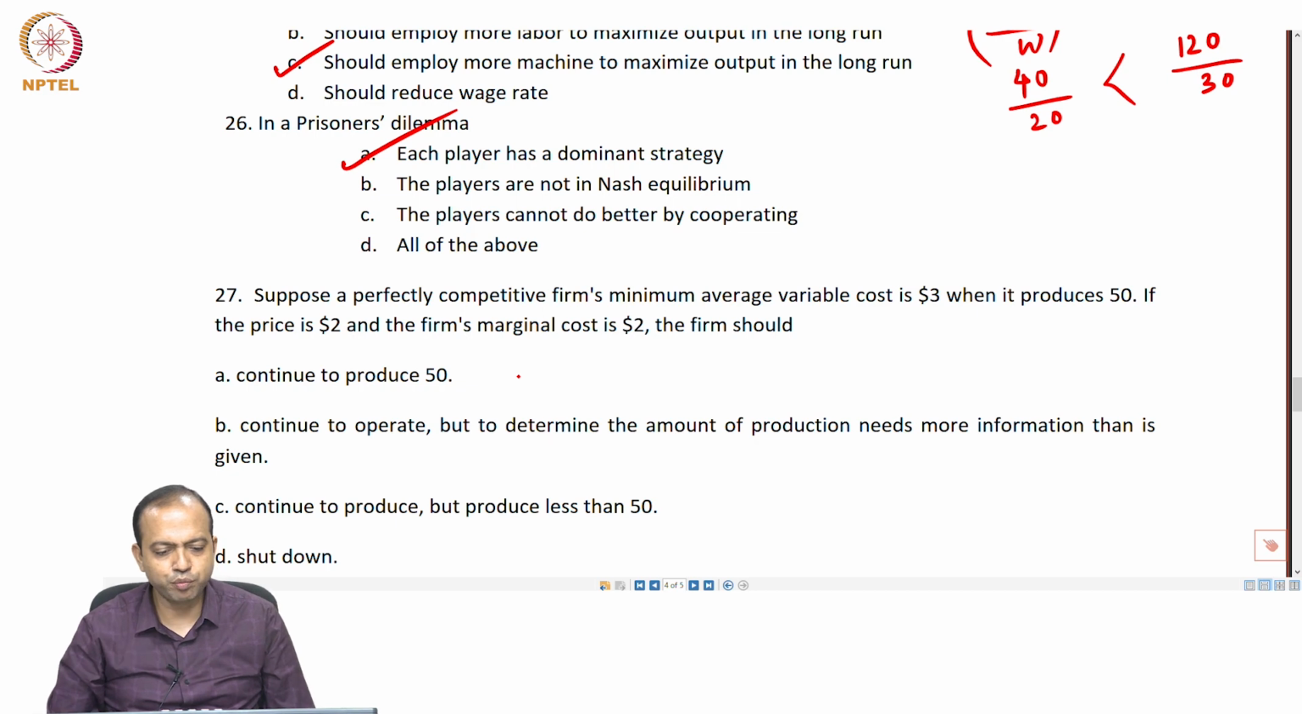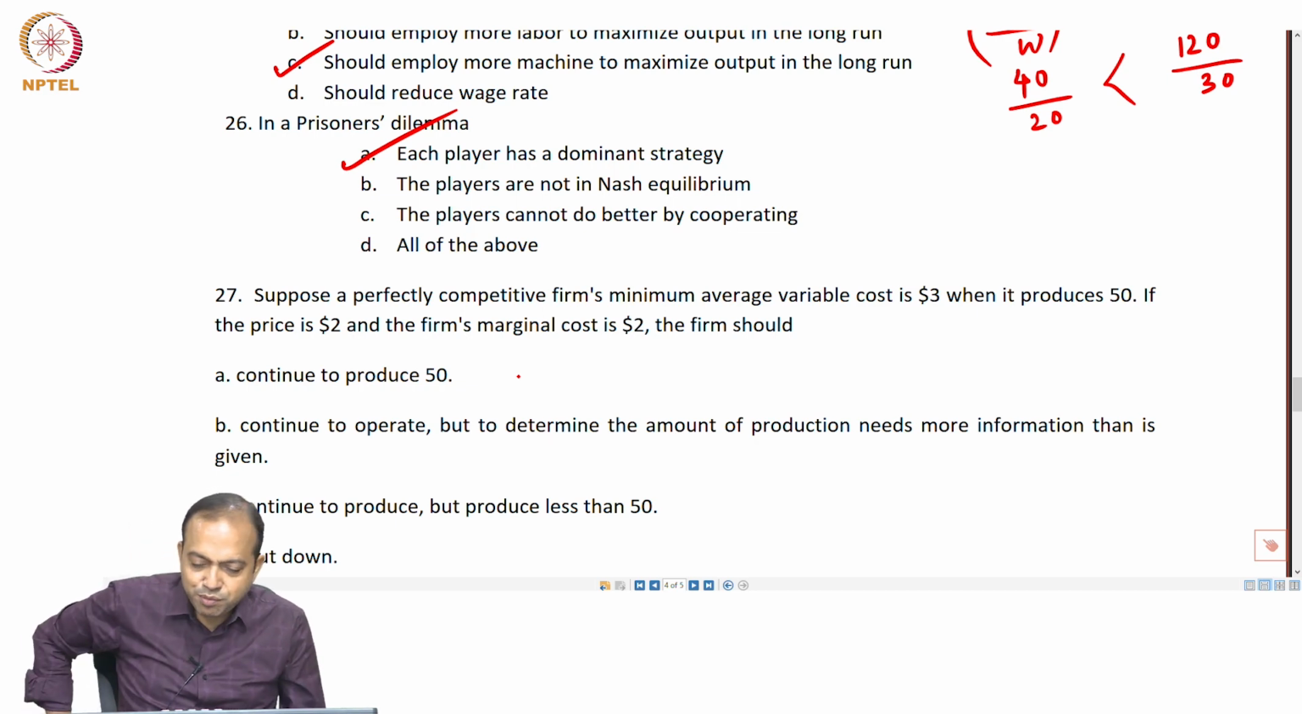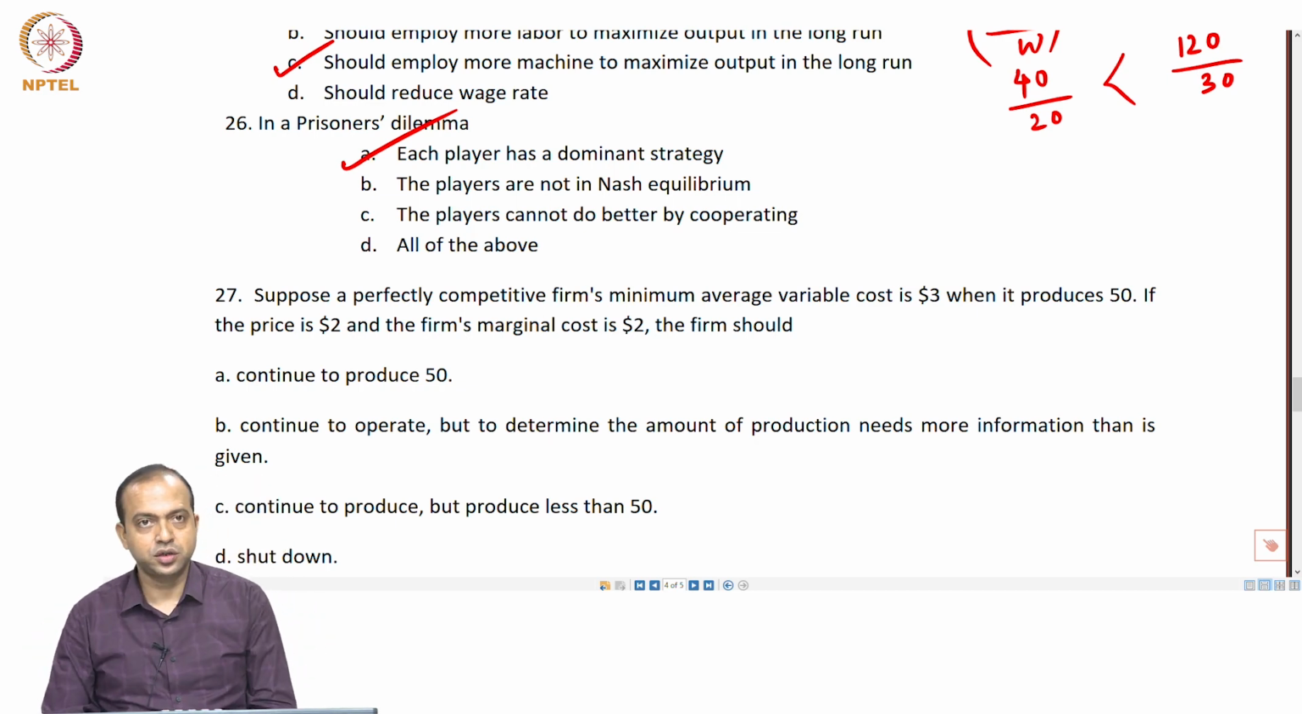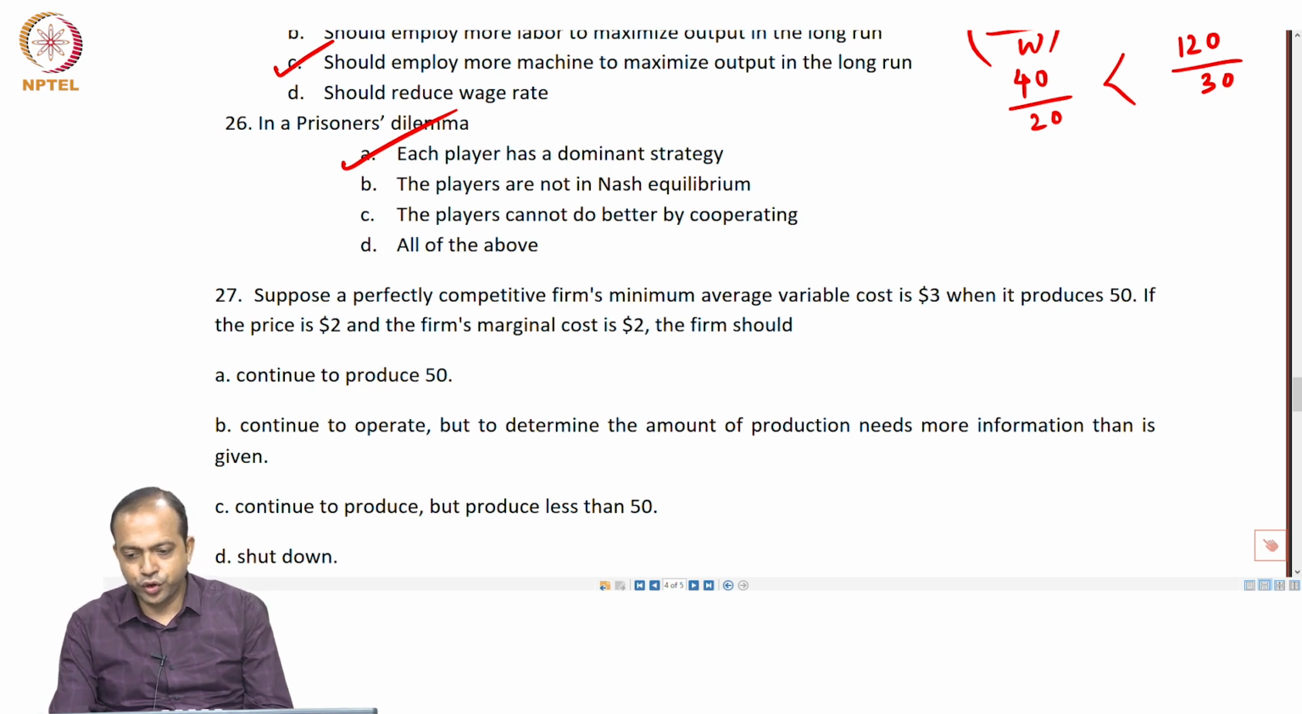Suppose a perfectly competitive firm's minimum average variable cost is $3 when it produces 50 units of output. If the price is $2 and the firm's marginal cost is also $2, the firm should continue to operate, but to determine the amount of production needs more information than is given. The firm should shut down, right?